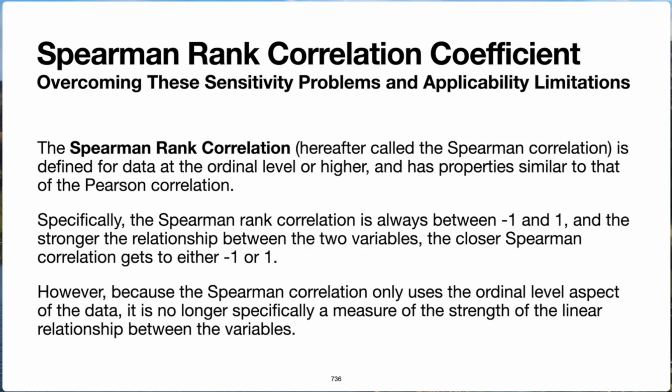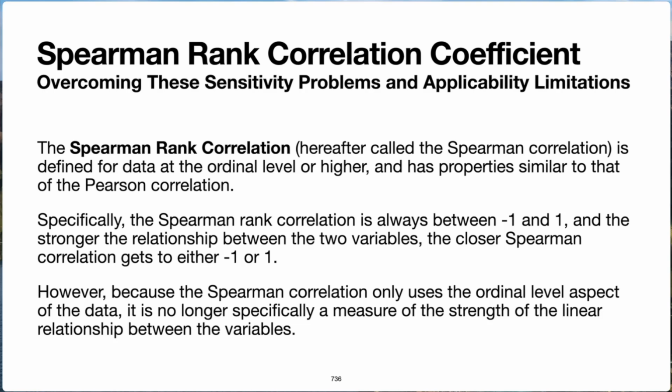Specifically, the Spearman rank correlation is always between -1 and +1, as is the Pearson correlation. And the stronger the relationship between the 2 variables, the closer the Spearman correlation gets to either -1 or +1. The closer the Spearman correlation gets to 0, the weaker the relationship; the farther away it gets from 0, and therefore closer to either -1 or +1, the stronger the relationship between those 2 variables, even at the ordinal level. But because the Spearman correlation only uses the ordinal level aspect of the data, it's no longer specifically a measure of the strength of the linear relationship between the 2 variables.